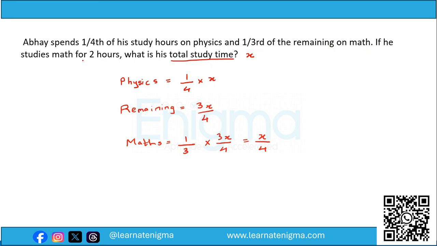Now it is mentioned that he studies maths for 2 hours. So x by 4 is equal to 2 hours. So therefore, solving this, you get x is equal to 8 hours. So that's your answer.